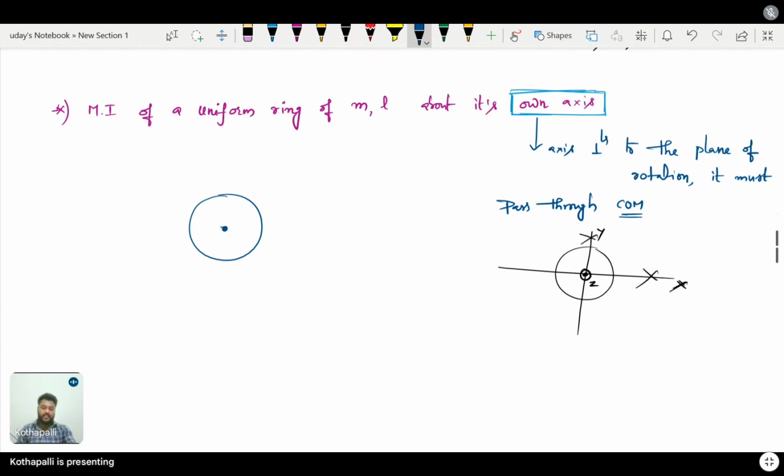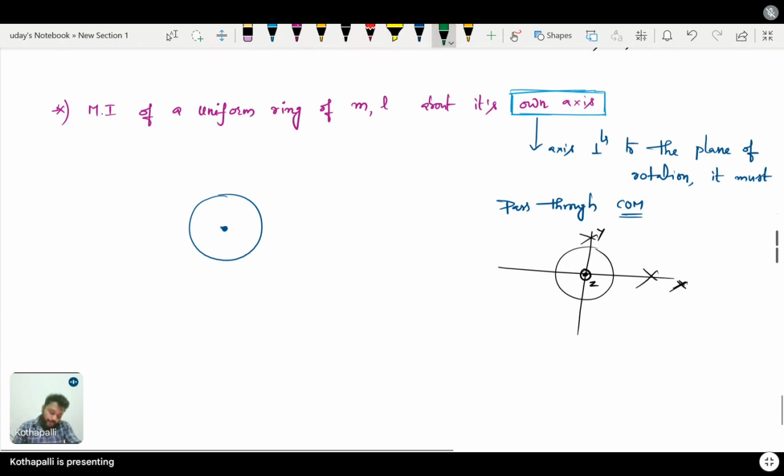Okay, this is the axis, I mean, in this plane, into the plane. Okay, so same method we follow. We'll take a small point mass on the ring and calculate the perpendicular distance from the axis of rotation to that point mass, and then we'll integrate to get the total value of moment of inertia. Let's see how to do it.